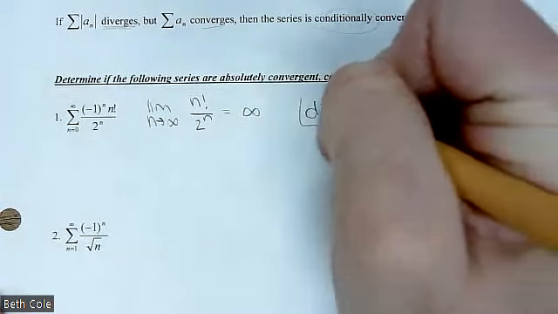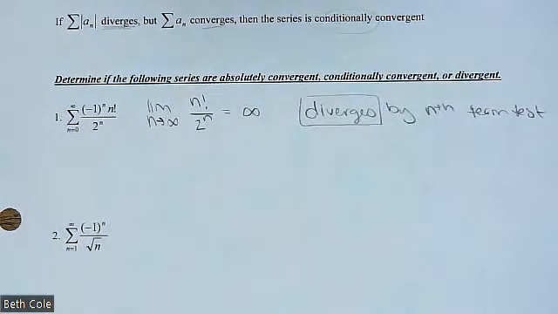So it doesn't converge absolutely or conditionally. It doesn't converge at all. It diverges by nth term test. Okay, so that's like the third option. That's the only one I put on here that does that.